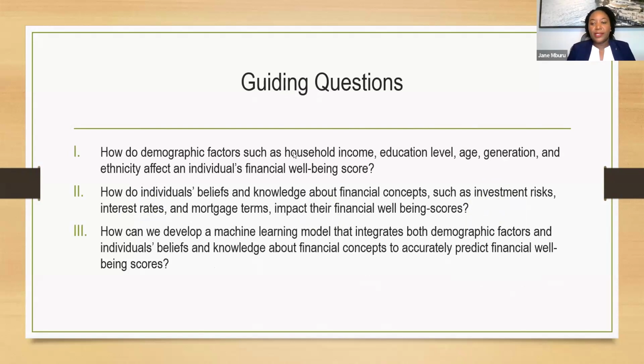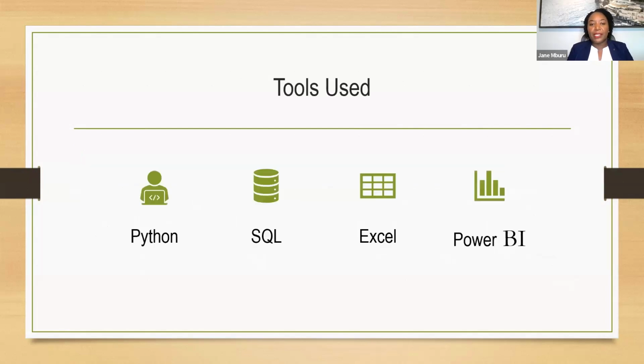The questions that guided the direction of this capstone revolve around how demographic factors, individual beliefs, and knowledge about financial concepts influence financial well-being scores, as well as how we can develop a machine learning model that integrates both demographic factors and knowledge about financial concepts to accurately predict individuals' financial well-being score.